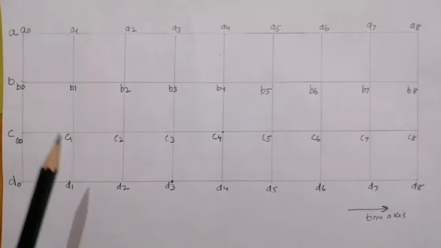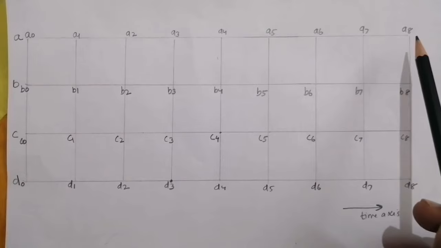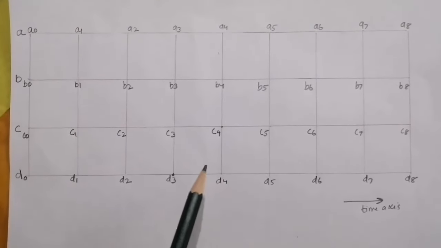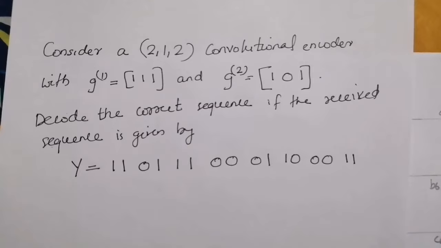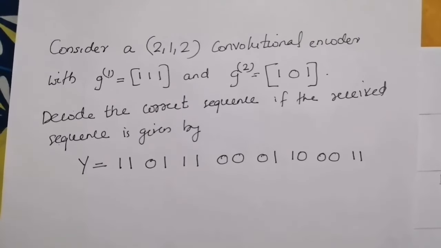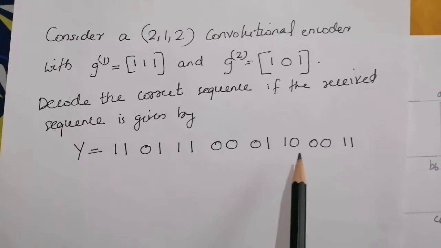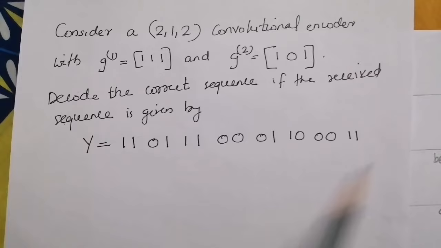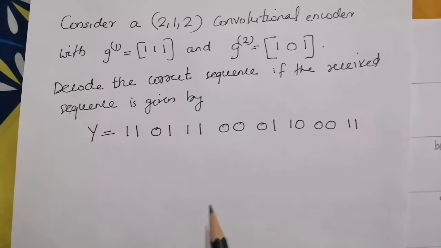Now the question is how many sections we need to create. Here we consider A0 to A8. So what determines this number of sections? That depends on the length of the decoding sequence. This is the received sequence. How many bits are present in the received sequence? 2, 4, 6, 8, 10, 12, 14, 16. So a total of 16 bits are present in the received sequence.